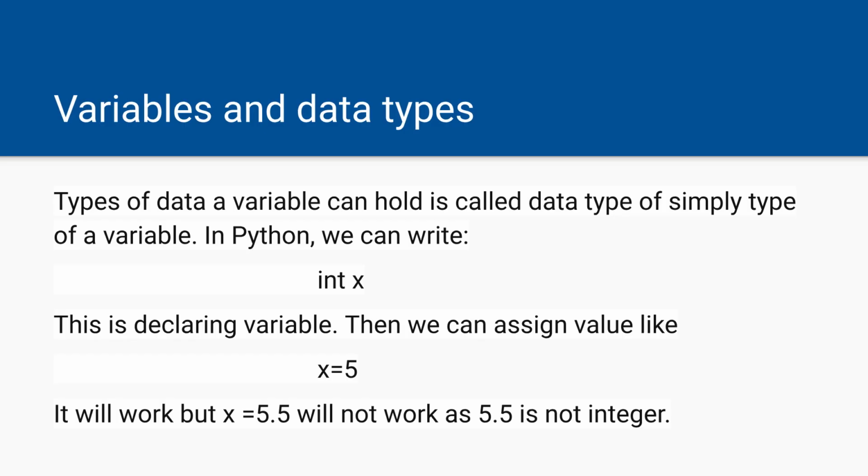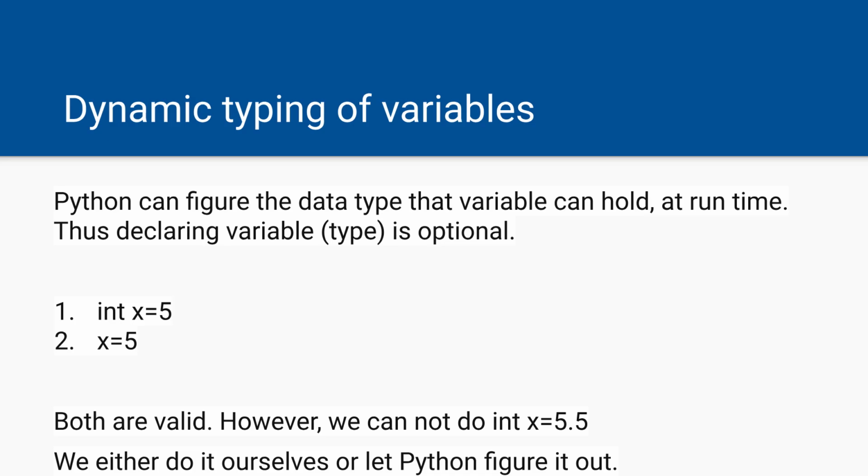In Python, you can explicitly declare a variable, like int x, and then assign a value x equals 5. However, attempting to assign a non-integer value, like 5.5, would not work for an integer variable. Python supports dynamic typing, meaning it can automatically determine the variable's data type at runtime. Therefore, explicitly declaring the type, like int x equals 5, is optional. While both int x equals 5 and x equals 5 are valid, you cannot assign a float to an explicitly declared integer variable.